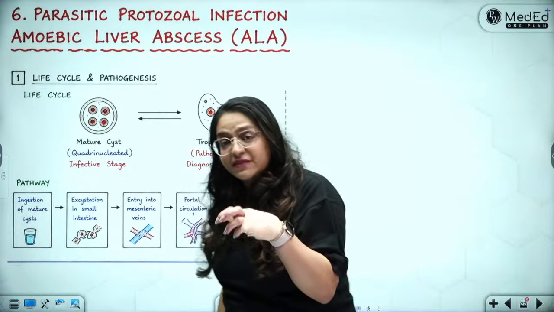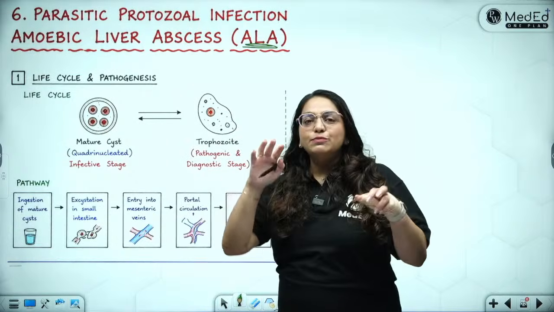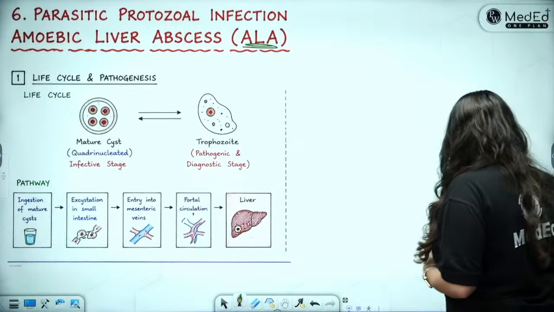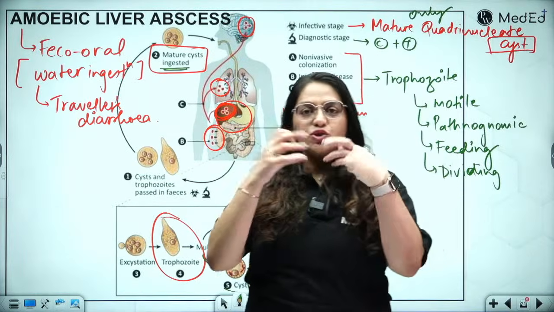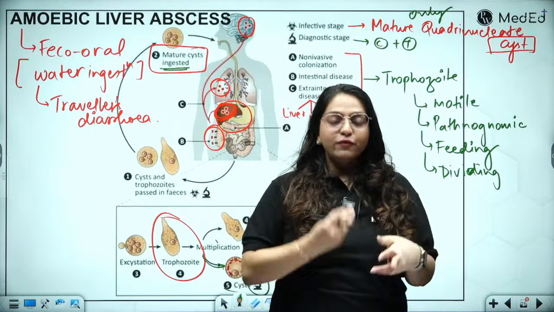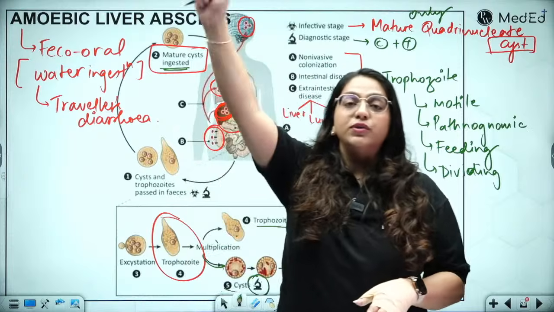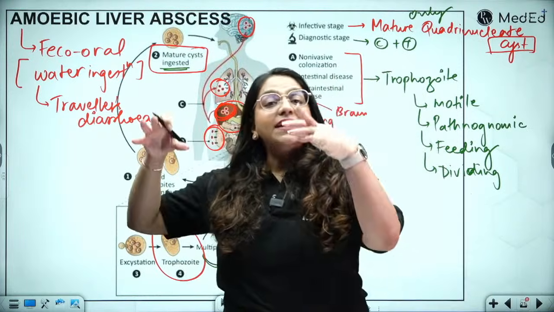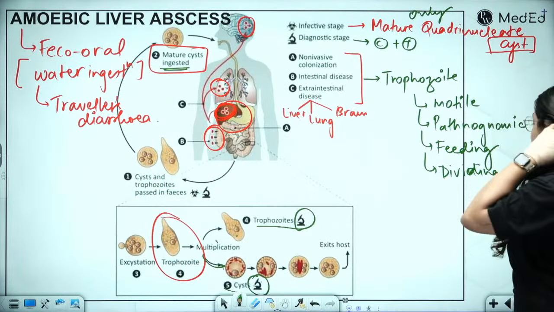So you're specifically supposed to write about amoebic liver abscess. You're not supposed to write about intestinal amoebiasis. So what happened? You ingested the quadrinucleate cyst. It went to the intestine, the cyst opened, excysted, and the trophozoite came out. The trophozoite burrowed through your intestine, directly went to the portal circulation, and from there it reached the liver, settled in the liver and caused amoebic liver abscess. Okay, that is what is important.